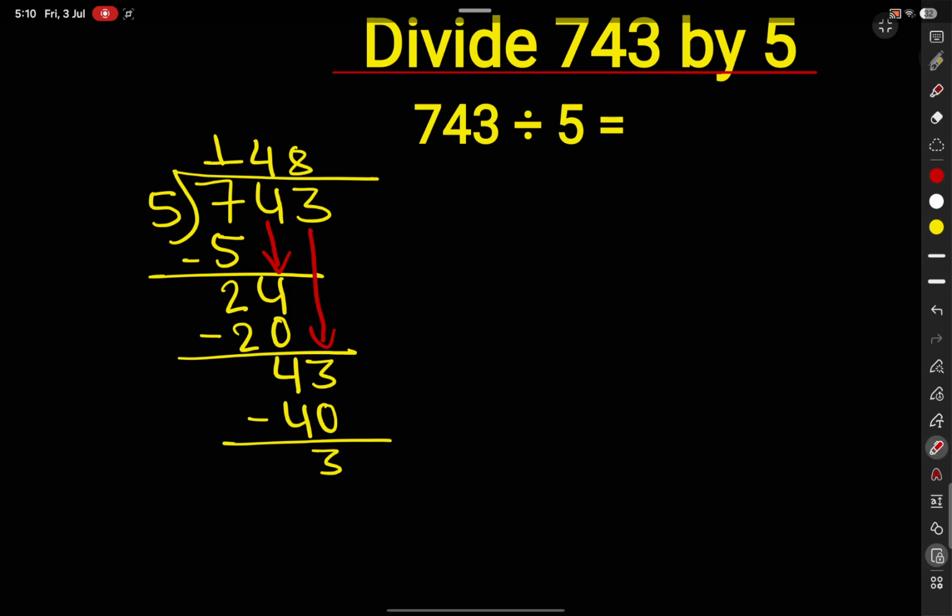So now we have no other number to put down. So we take a decimal here, so that we put 0. So it is 30 and 5 times 6 is 30. On subtracting we get 0.